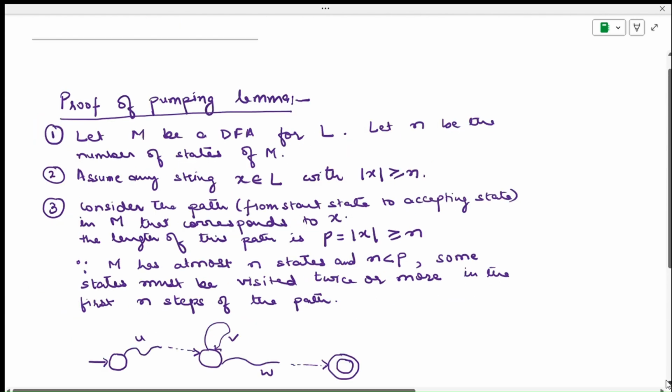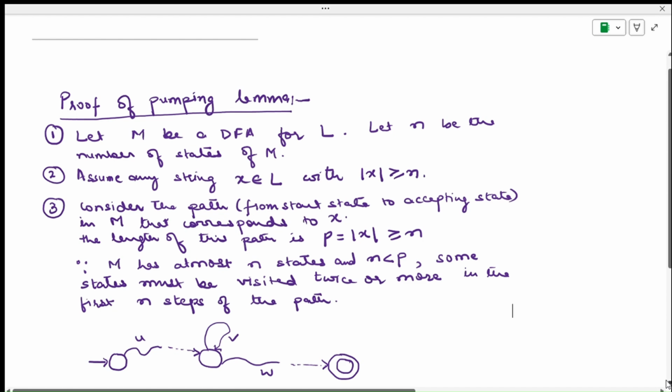Now we will see the small proof of pumping lemma. Let there be any finite automaton M that is accepting the language L. Let n be the number of states of M. Remember that since M is a DFA, n has to be some finite number because it has a finite number of states. Assume any string x that belongs to the language L, and the length of x is greater than or equal to n, meaning the length of the string is either more than the number of states or equal to the number of states.